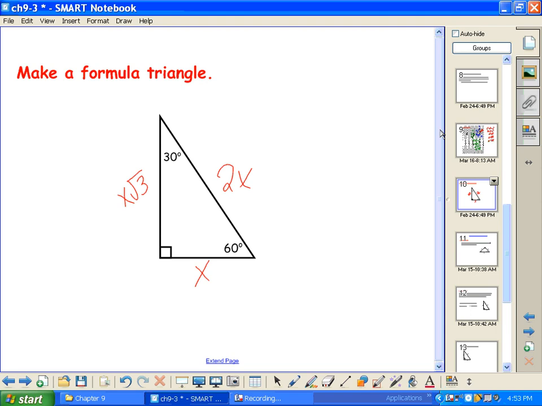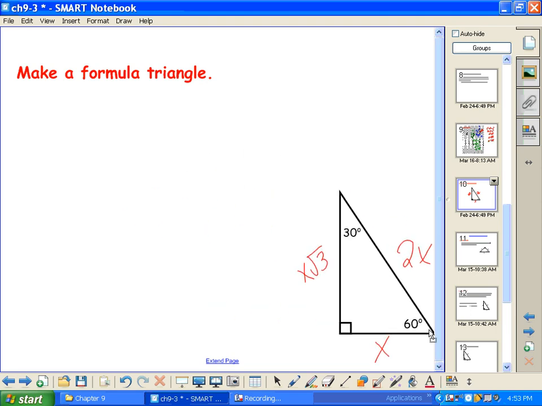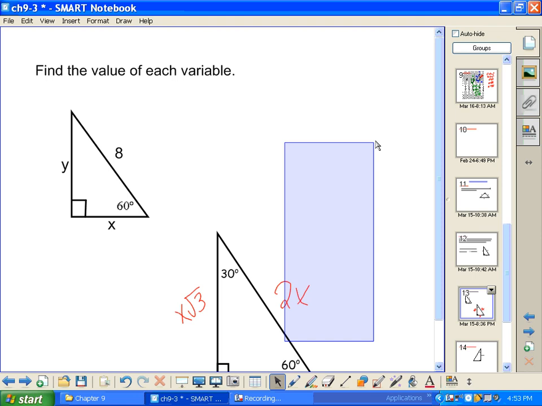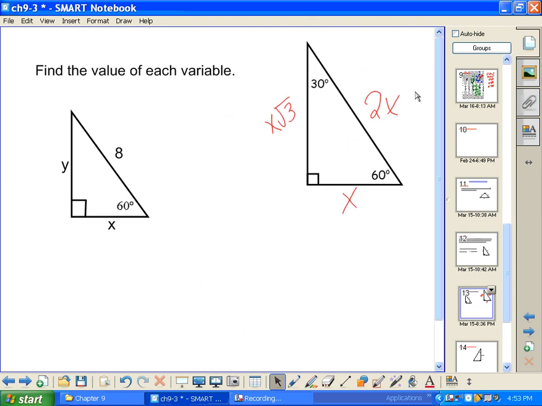So let's do some sample problems with this. We take our formula triangle along with us. In our example, we are given the hypotenuse. I know that has to match up with the hypotenuse on my formula triangle. So that means that 2x has to equal 8. Those two pieces have to be equal. So that means that x equals 4. So what that tells me is that x on my formula triangle is the short leg. So that means that the short leg has to have a length of 4.